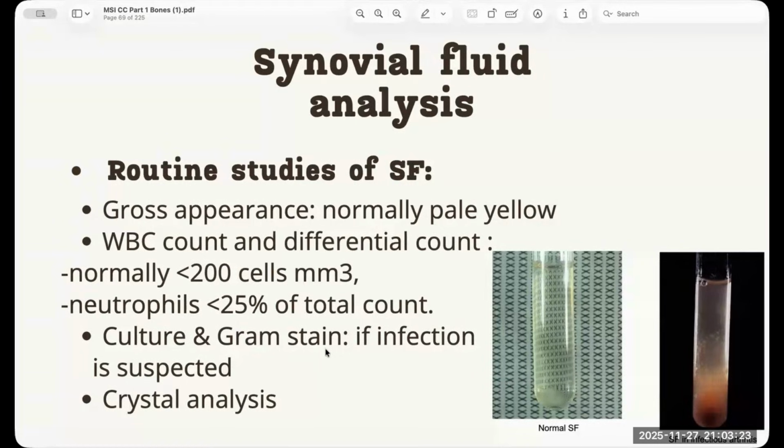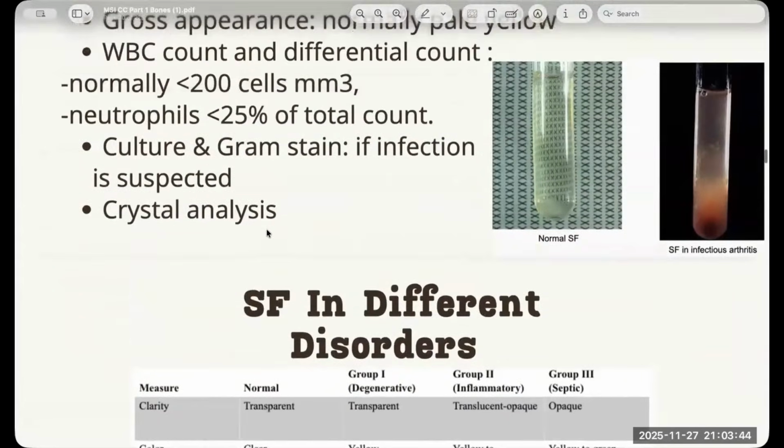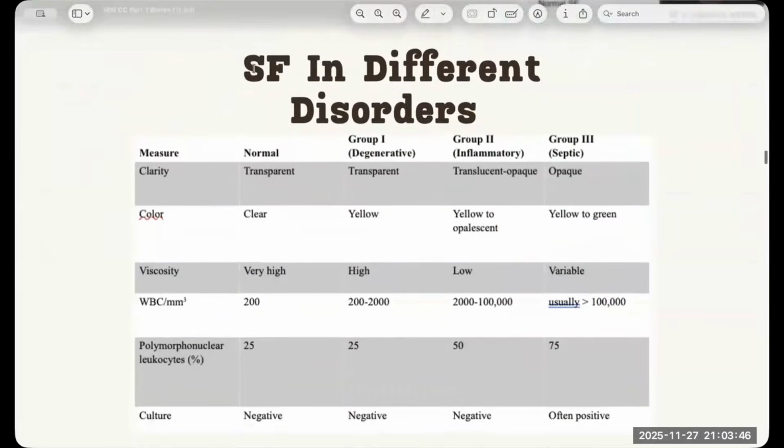We could also perform culture and Gram stain on it, but only if infection is suspected. It would show what type of organism we are dealing with. And crystal analysis is super important. Why? Because it is needed to identify crystal deposition, for example in gout, as we mentioned.